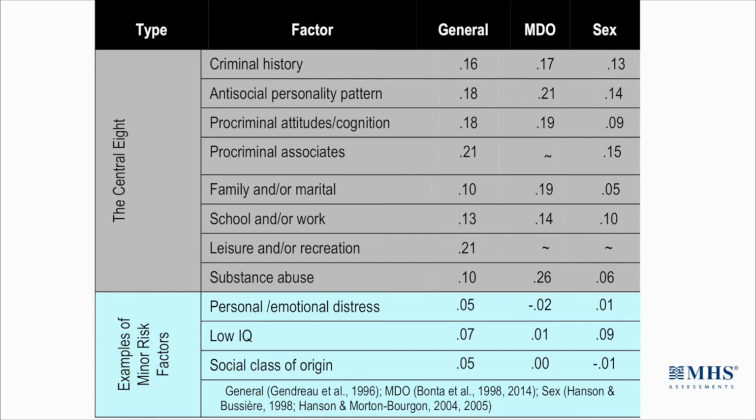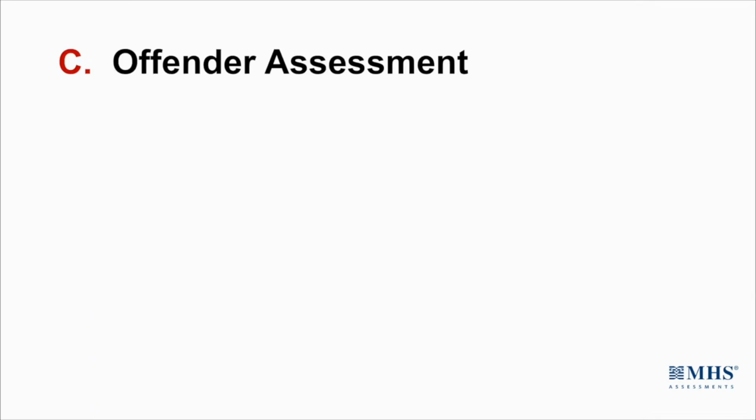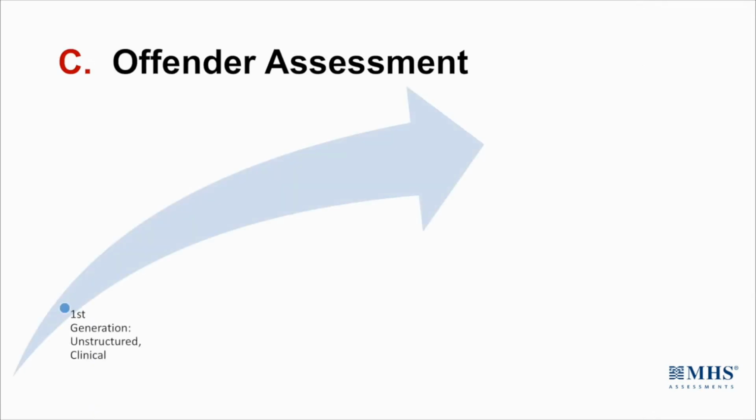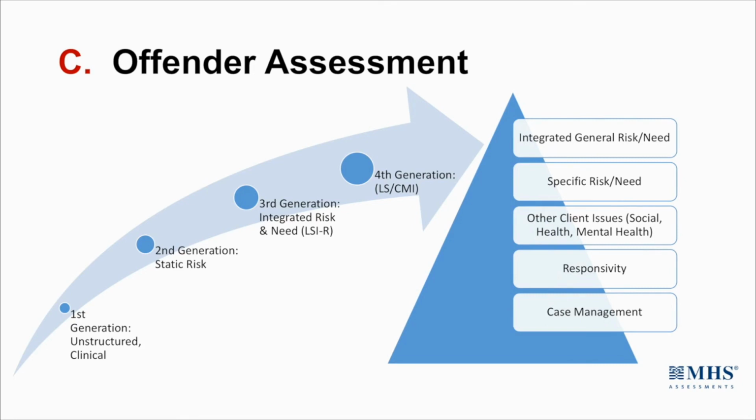Let me now move to the third part of the presentation and looking at how offender assessment has changed over time. We have first generation, unstructured clinical, moving to second, third, and this is where we first see the LSIR, and going to fourth generation where we find the LSCMI.